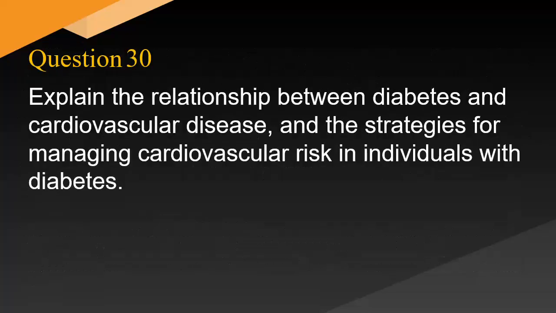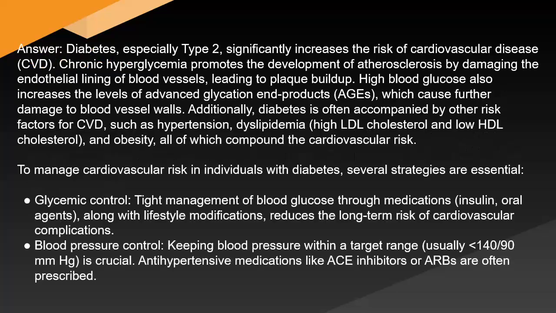added sugars. Explain the relationship between diabetes and cardiovascular disease and the strategies for managing cardiovascular risk in individuals with diabetes. Answer: Diabetes, especially type 2, significantly increases the risk of cardiovascular disease (CVD). Chronic hyperglycemia promotes the development of atherosclerosis by damaging the endothelial lining of blood vessels, leading to plaque buildup.